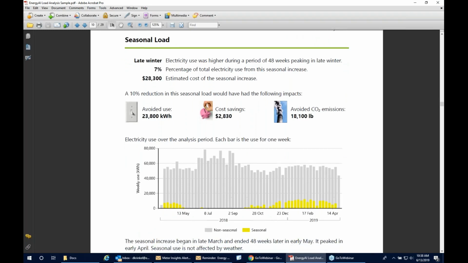Seasonal load I briefly touched on. Seasonal load is kind of a catch-all term for us. As I mentioned, you don't need to provide additional independent variables such as occupancy, or in the case of manufacturing, production information. But clearly that type of thing can be a driver.